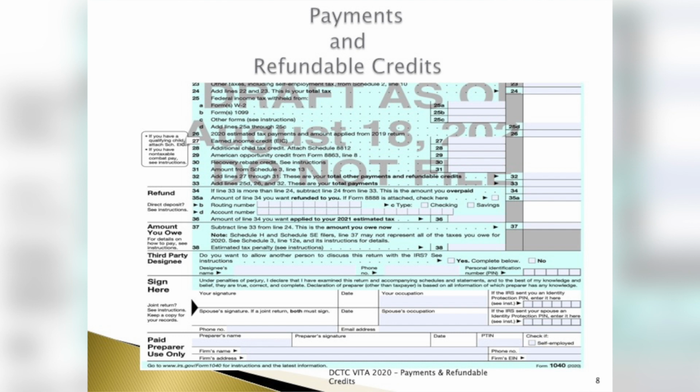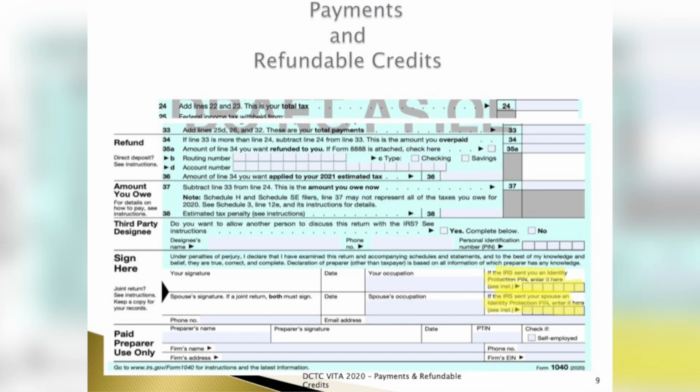Now it's time to figure out if the credit amounts exceed the tax amount, resulting in a refund, or, on the flip, taxes exceeded the credit amount, resulting in a balance due to the taxpayer, meaning the taxpayer did not have enough credits to take care of their tax liability. Line 34. If the total payments, line 33, exceed the total tax, line 24, then the taxpayer has overpaid their taxes, therefore entitled to a refund.